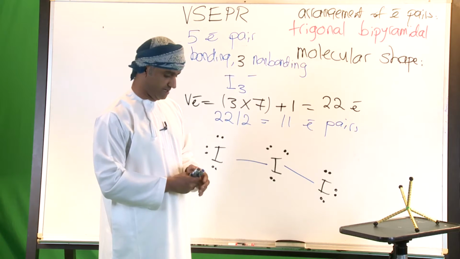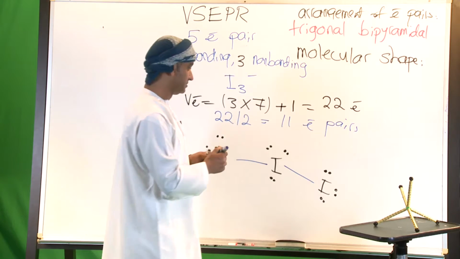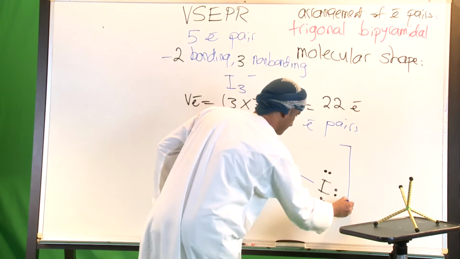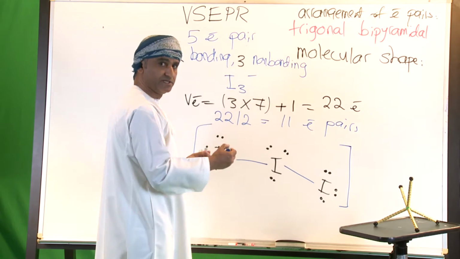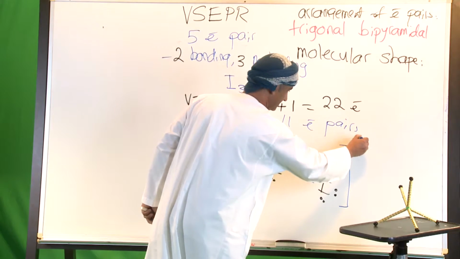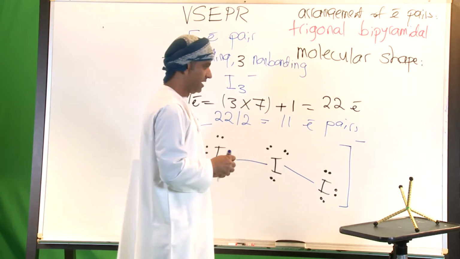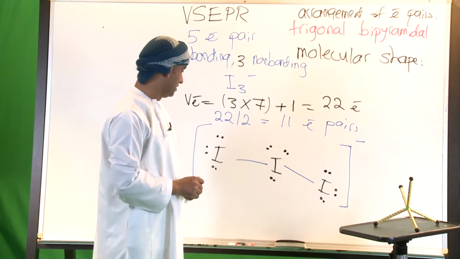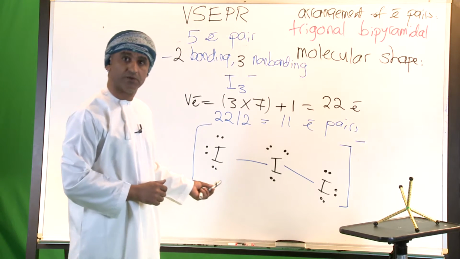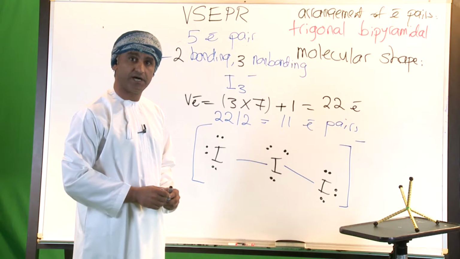The last bit left is to draw the whole Lewis structure within square brackets, and then to indicate the charge outside the square brackets on the top right corner. So this is a possible Lewis structure for the triiodide ion.